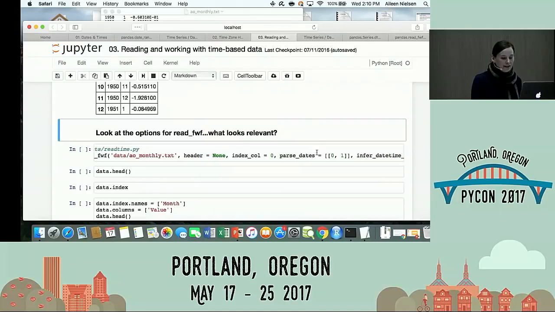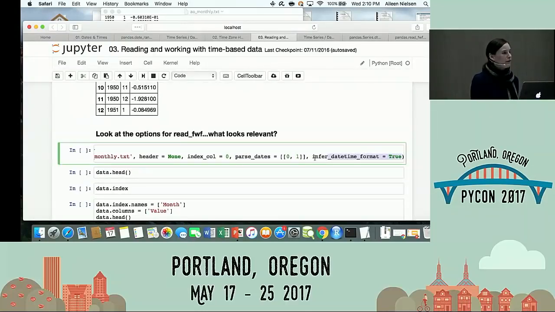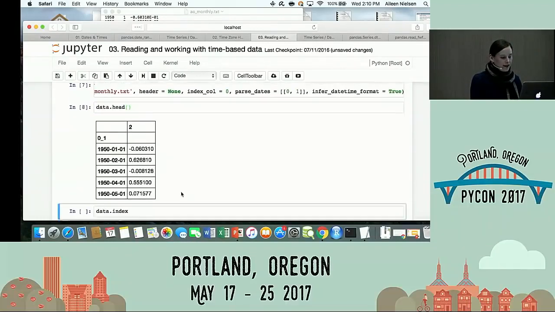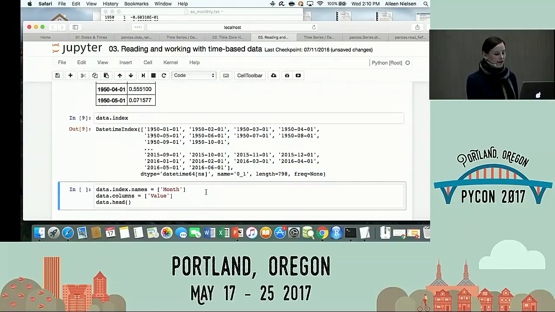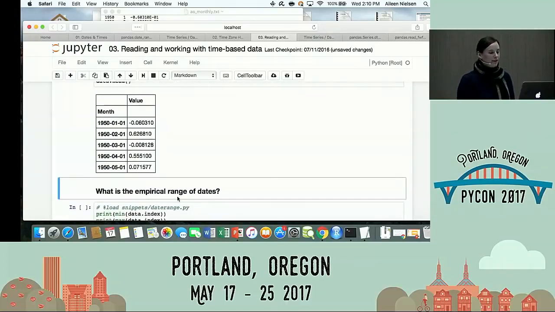We can pass in, for example, a parse_dates parameter, which will tell it which columns to use, and then we can actually say, why don't you go ahead and figure out that format for me? So let's try that, and then take a look at what we've got. And now we've actually got dates. If we look at the index, we've got a datetime index. And then I can maybe give it some names so it looks a little better, and I've got a month and a value.